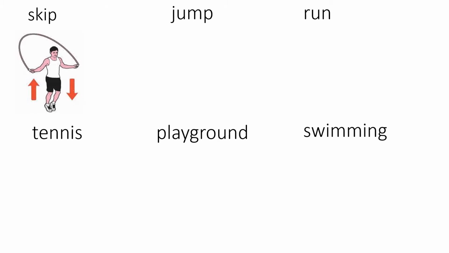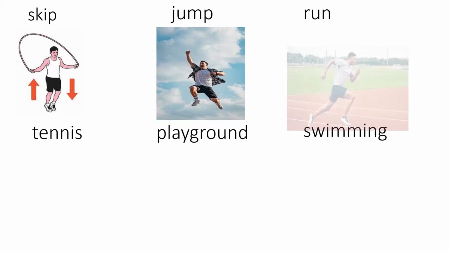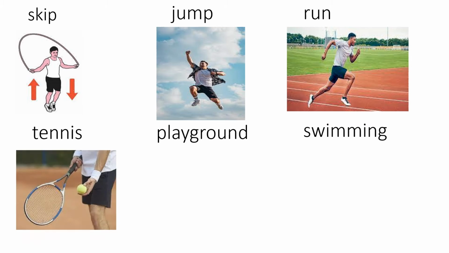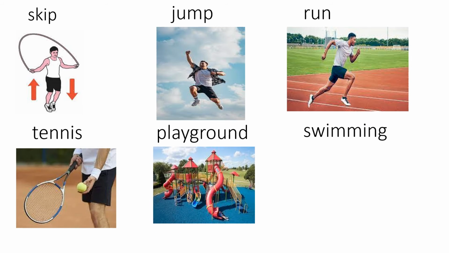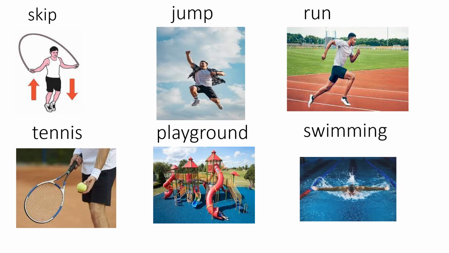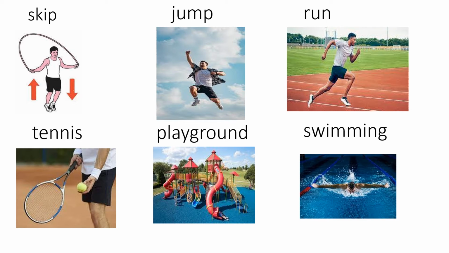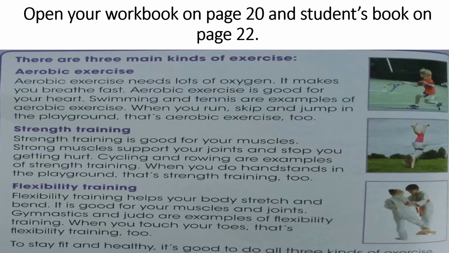So skip means you're going to jump using a rope. Jump, run. Tennis is a sport, playground is where you play, and swimming. Those are just some pictures of our vocabulary for today. Before we start, kindly open your workbook on page 20 and student's book on page 22.